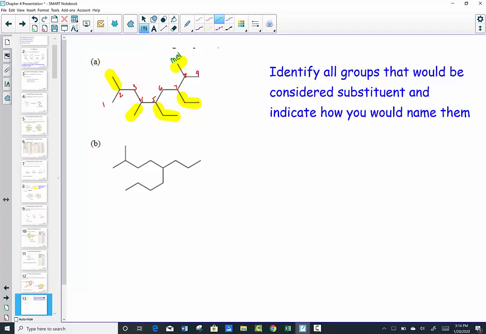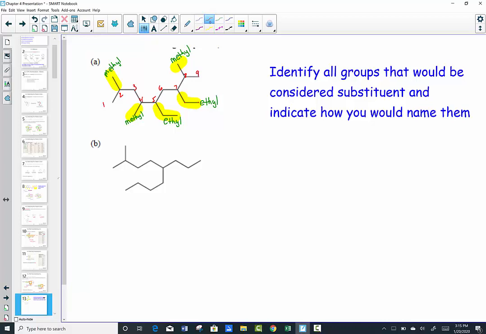I would have a methyl substituent branch off of carbon 8, the way we have it numbered. Here is a 2-carbon branch, so that is an ethyl substituent branch. This is also 2 carbons, so that's an ethyl. Carbon 4 is a 1-carbon branch, so we're naming that methyl. And at carbon 2 is a 1-carbon branch, so that's named methyl. We have 3 methyls and 2 ethyls in those branches.